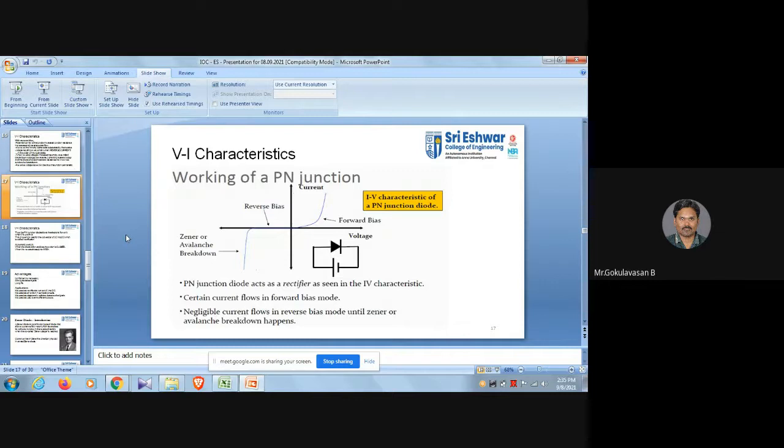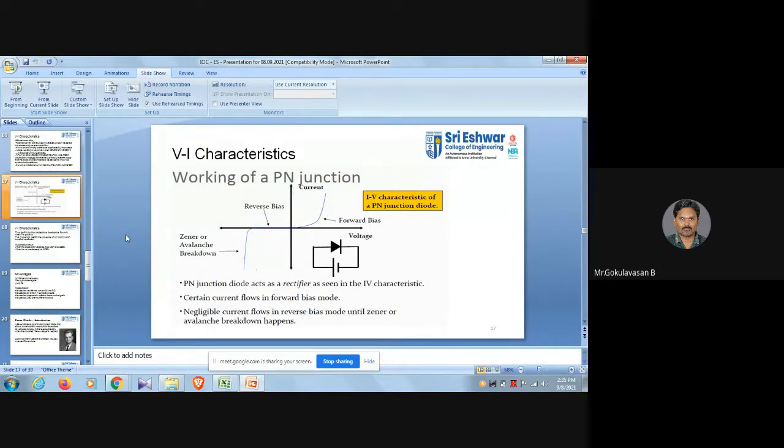Yeah, this is the graph I want to show you. So for forward biasing, four quadrants are there. This is forward biasing, this is reverse biasing. In reverse biasing, we have avalanche breakdown. In Zener diodes, we have the Zener breakdown, but in an ordinary diode, we are going to have avalanche breakdown. So how the current rises during forward biased condition and reverse biased condition is clearly shown here.